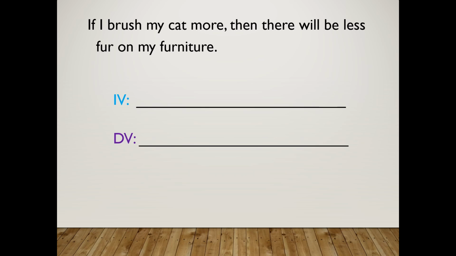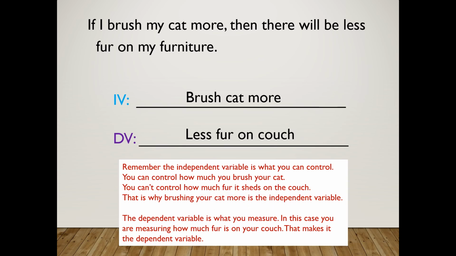In here, what is the action? We're brushing a cat. That is the thing we are controlling. Therefore, that is the independent variable. Now, the thing that depends on brushing a cat is getting the fur on the furniture. So the result, if I brush my cat more, there'll be less fur on the couch. That's the dependent variable because the amount of fur on the couch is going to depend on how much I brush my cat.